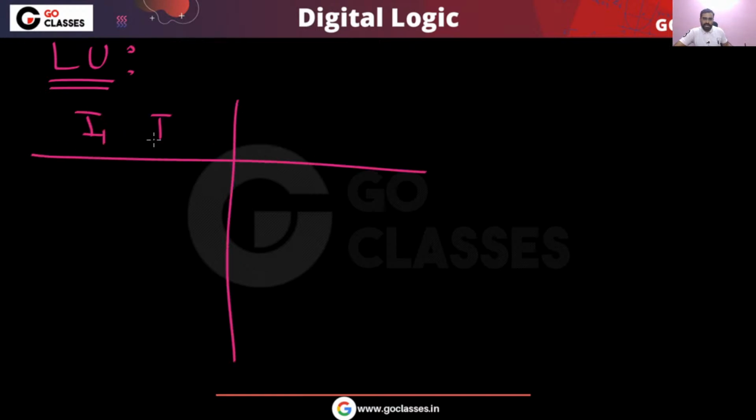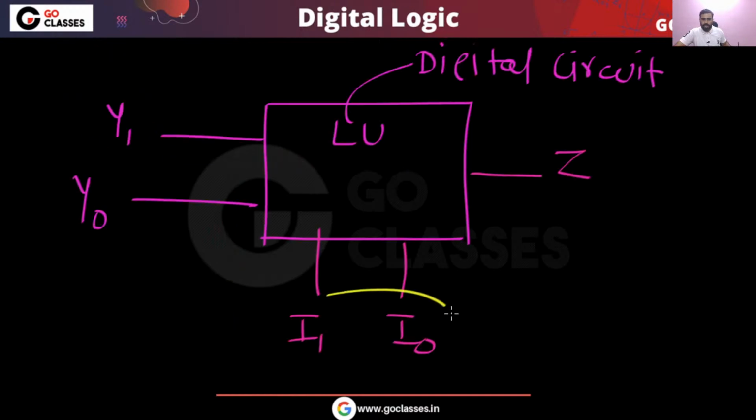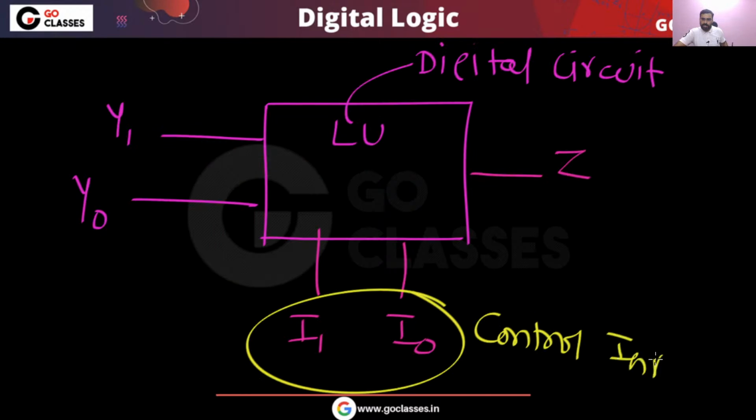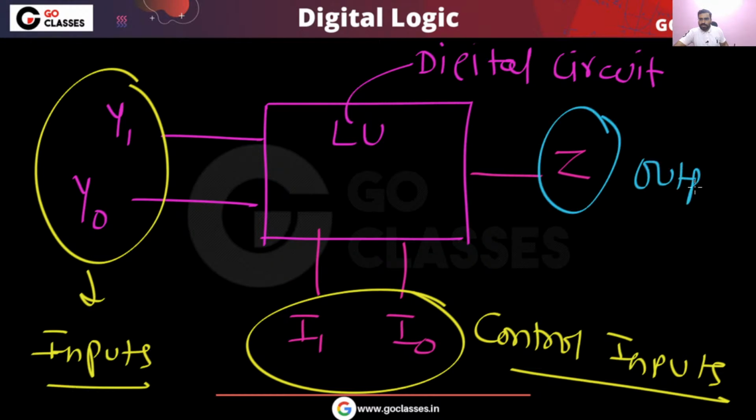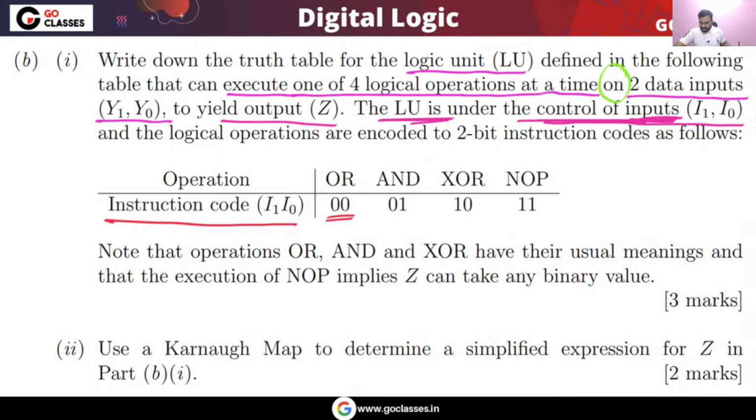The control inputs are I1, I0. These are the control inputs, but these are inputs. Remember, these are control inputs, but these are also inputs. So in total we have four inputs, and this is the output. And what is this question saying?